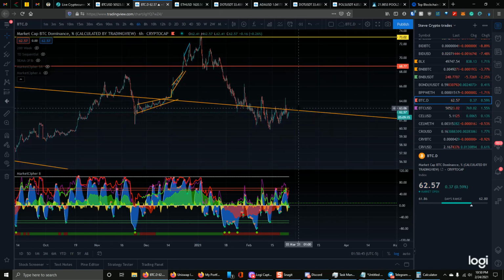But as long as we're below here, I'm still very bullish on altcoins. I'm really bullish in general because I believe if Bitcoin goes to 120,000, these altcoins will go up in value. They're not going to just sit stagnant, and we've seen it already in the past.